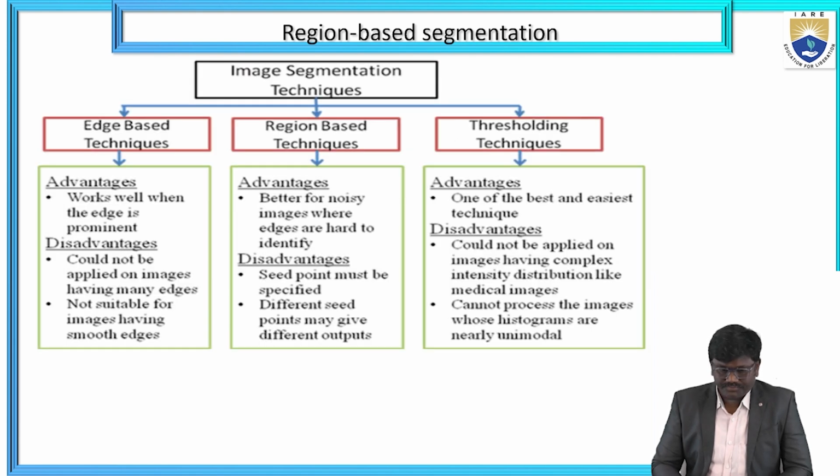Based on this simple definition, we classify segmentation into three parts. Among those, we are concentrating on region-based techniques, which have more advantages compared with edge-based techniques and threshold techniques. The advantage here is that it is better for noisy images where edges are hard to identify. The disadvantage is that seed points must be specified, and different seed points may give different outputs. So the comparison between these is very important.